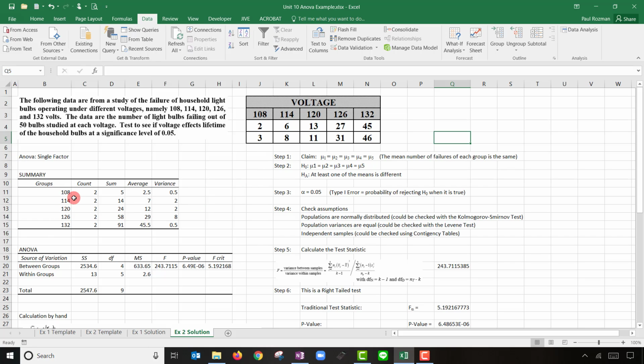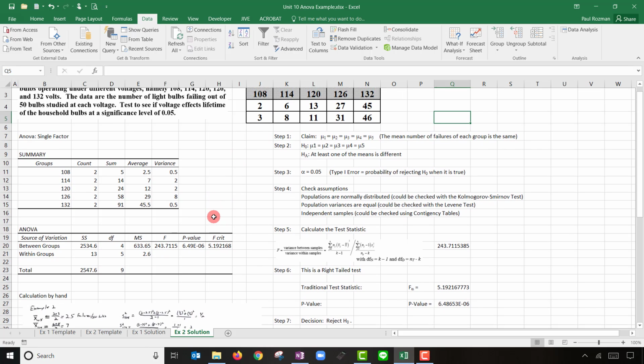The 108 volt group only had 2 values. The average was 2.5 failures. The 132 volt group, there were 2 in our study. The average was 45.5. Just looking at those values, I feel pretty good that they aren't all equal. They're more likely to fail at a high voltage than at a lower voltage.